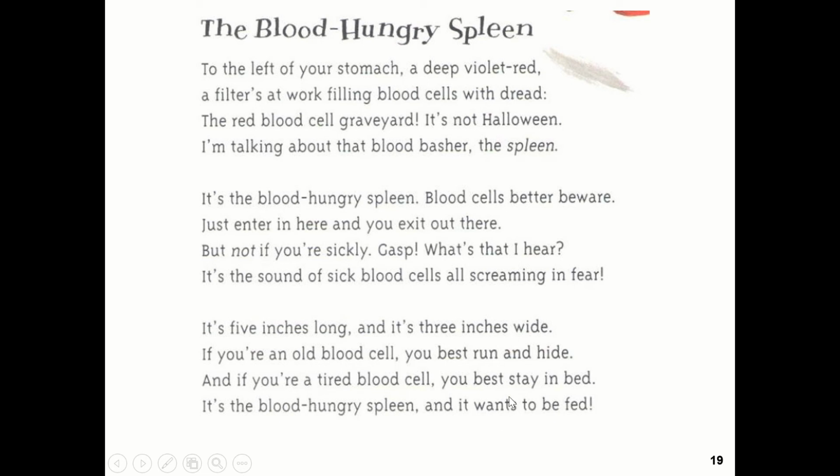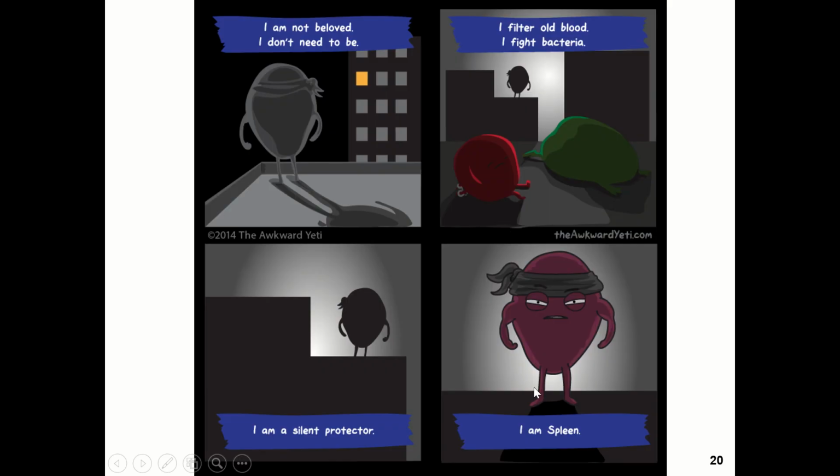So that's just a really silly way of reminding you that the spleen's job is to recycle red blood cells and to break down old or damaged or infected blood cells. The spleen is also a really important part of your immune system.